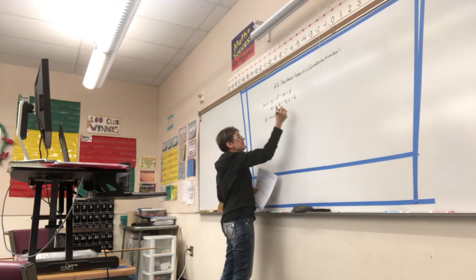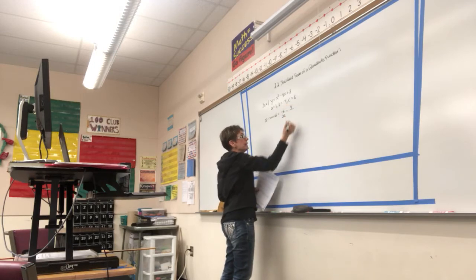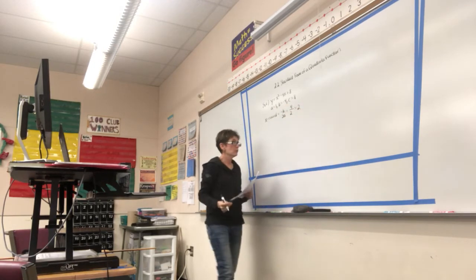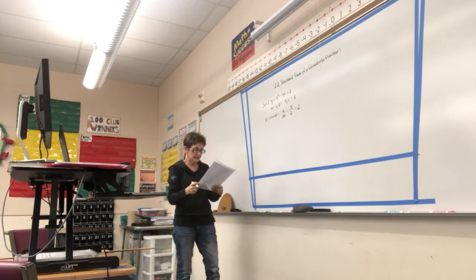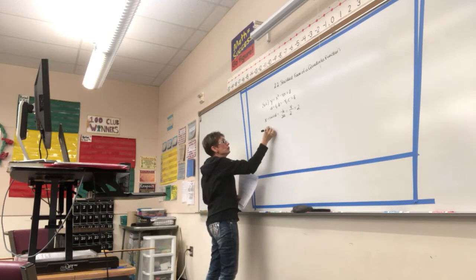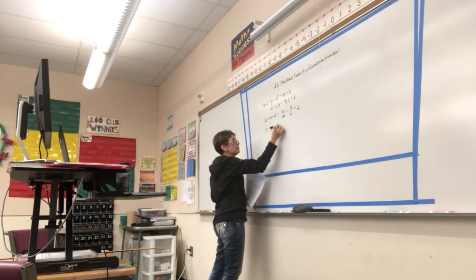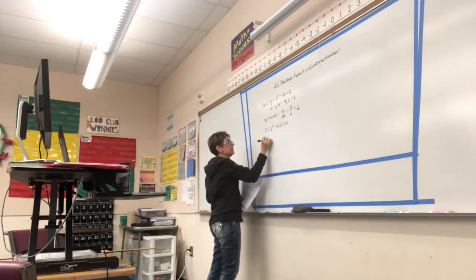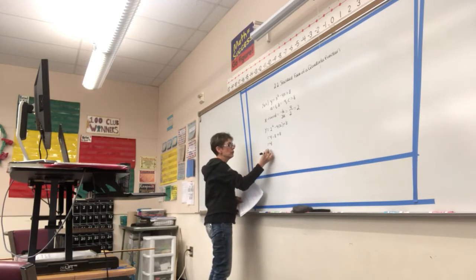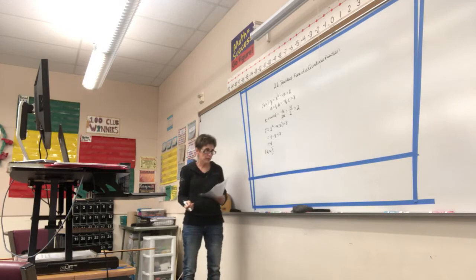If b is negative 4, the opposite of negative 4 is positive 4. 4 divided by 2 is 2. So our x-coordinate is at 2. To find the y-coordinate, we plug it into our equation. 2 squared minus 4 times 2 plus 8 is 4 minus 8 plus 8, which is just 4. So our vertex is at (2, 4).